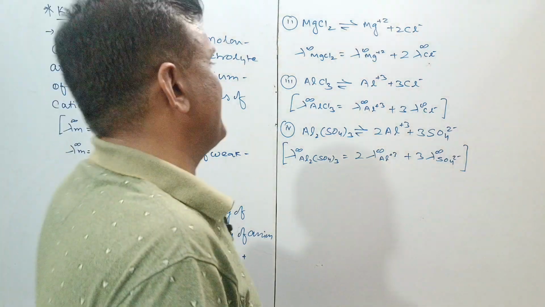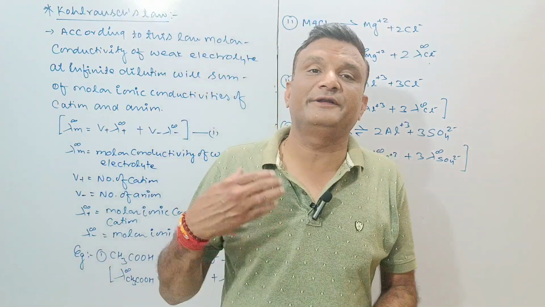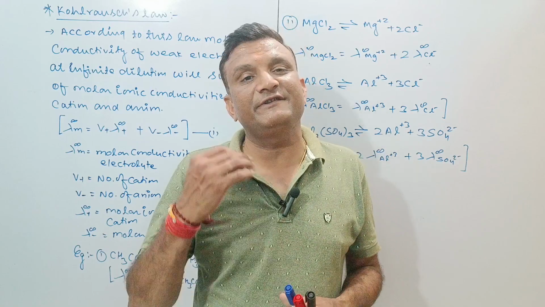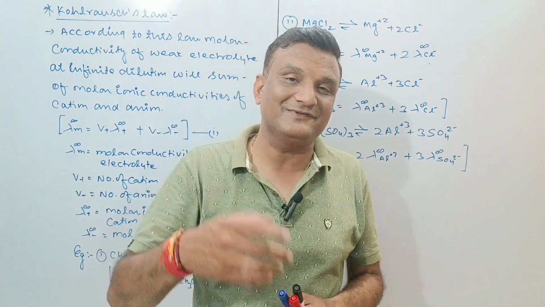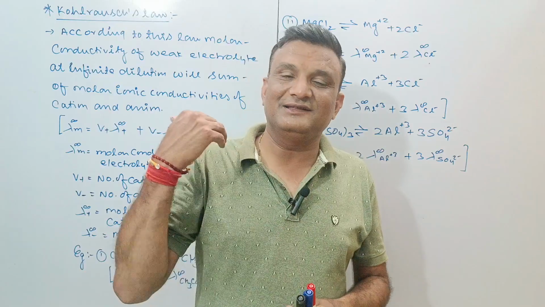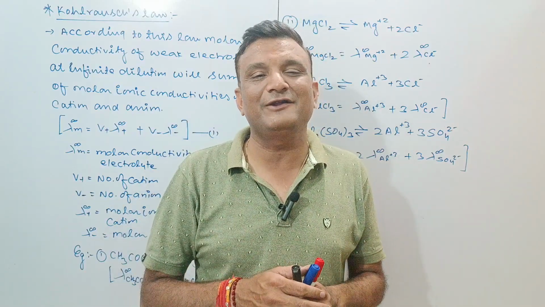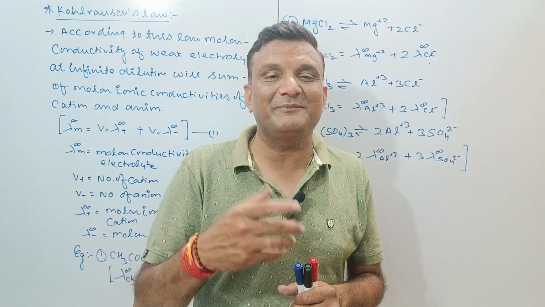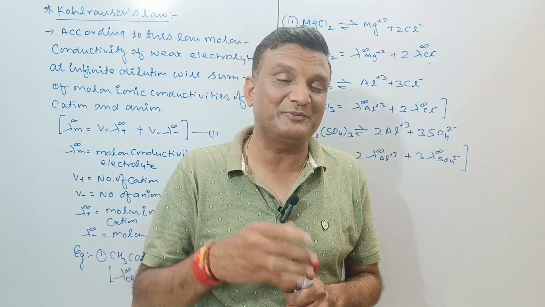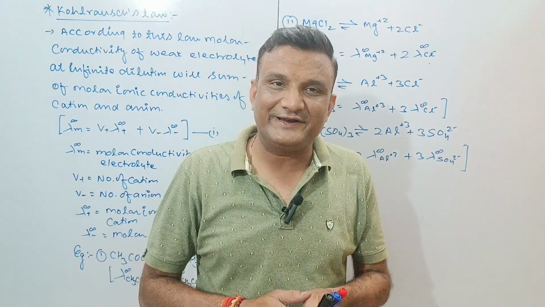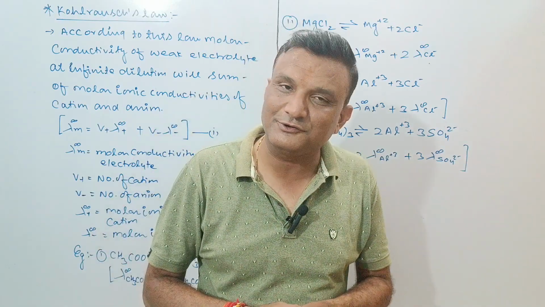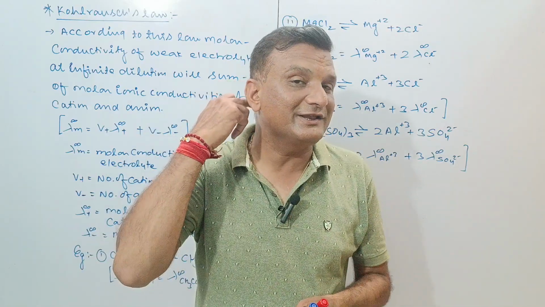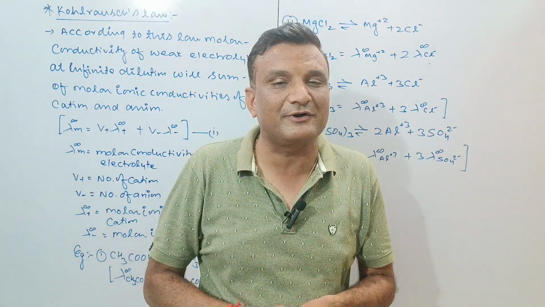So dear student, this was about the effect of dilution on different physical quantities such as conductance, conductivity, molar conductivity and equivalent conductivity for the weak electrolyte as well as strong electrolyte. And this was about the Kohlrausch law, how we can calculate the value of molar conductivity for the weak electrolyte. For the strong electrolyte, we can calculate by using the Debye-Hückel-Onsager equation, but it is not possible for the weak electrolyte, so we use Kohlrausch law. We'll meet in the next video with a new topic, applications of the Kohlrausch law.